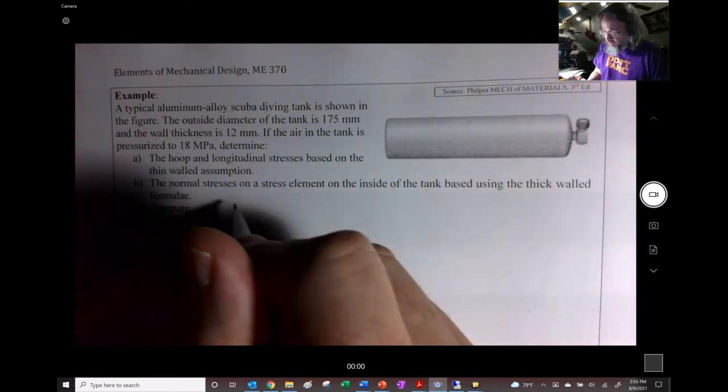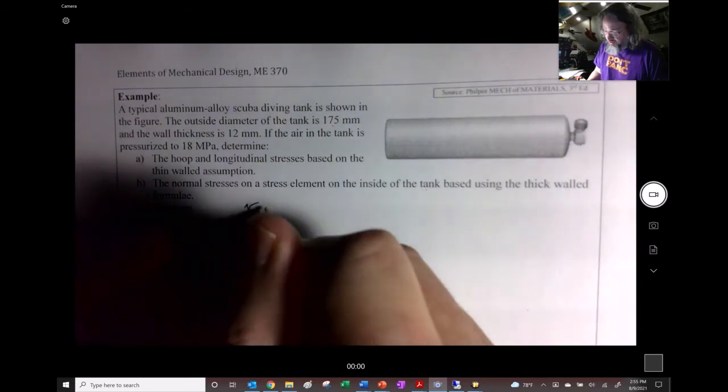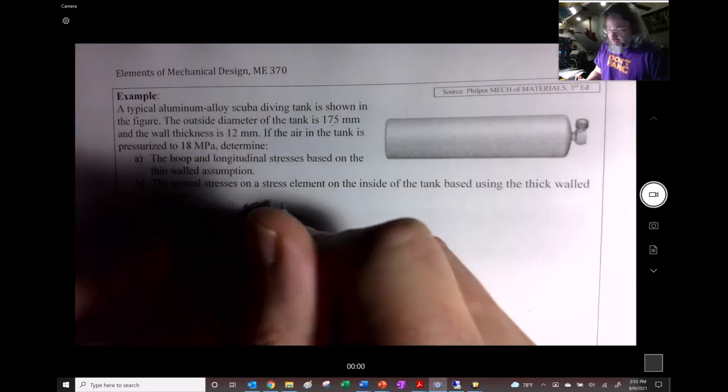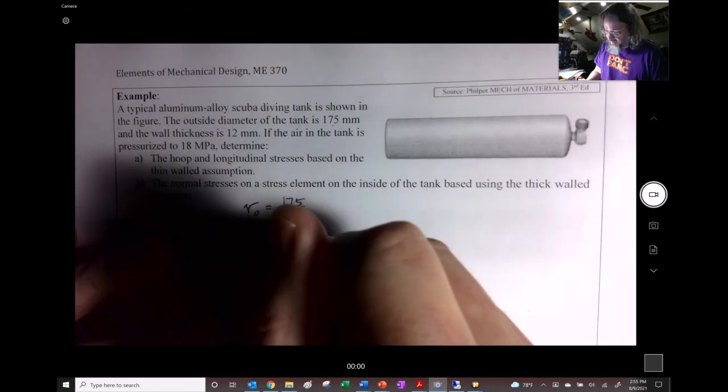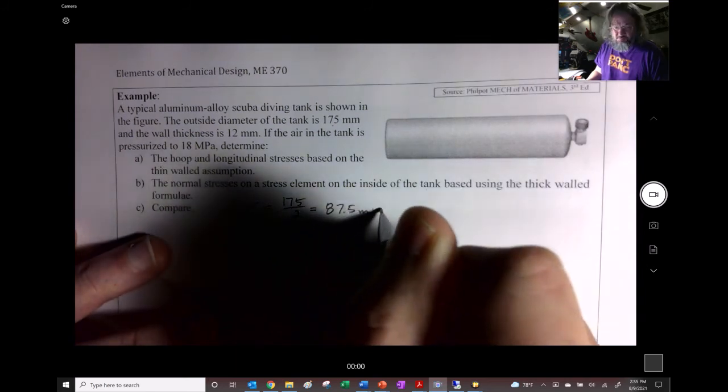So let me write down what I know here. First off, the outside diameter of the tank is 175 millimeters. So I know that I often will want to have the outside radius of the thing, so I take 175 divided by 2, and I get 87.5 millimeters.